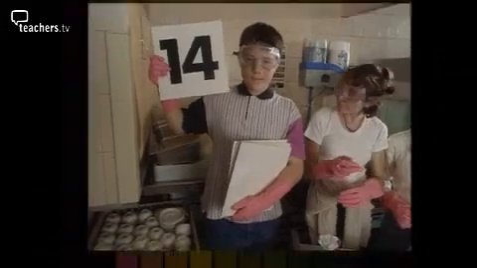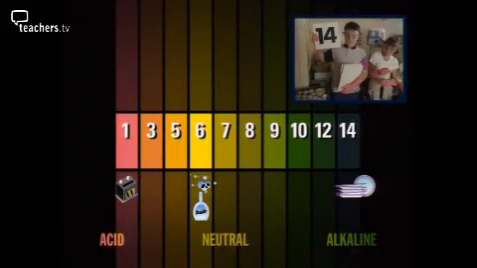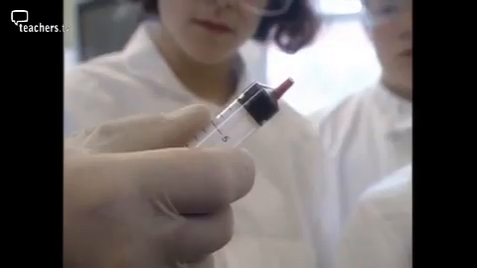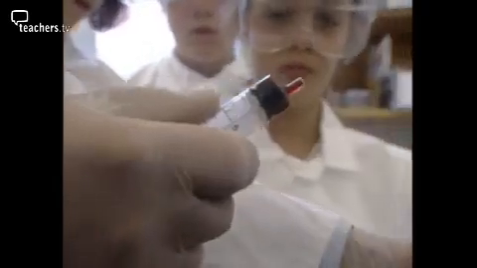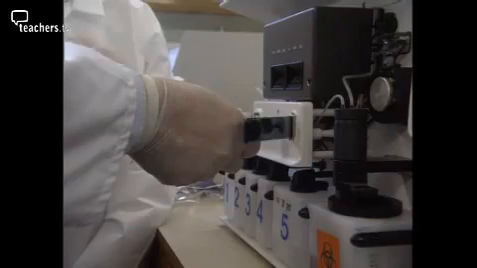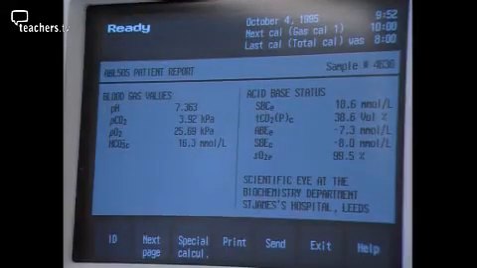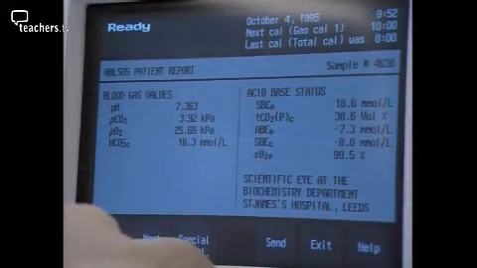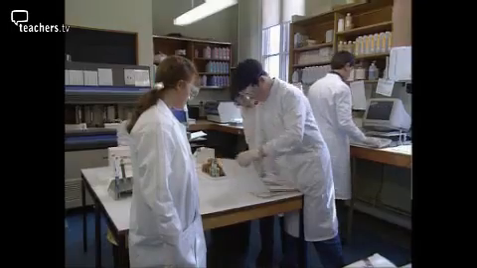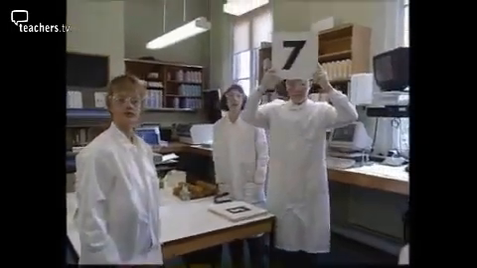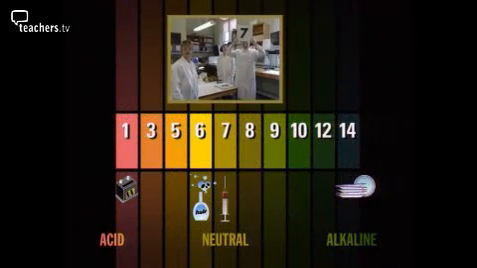It's a strong alkali, so best not to get it on your hands. No wonder it gets all those dishes clean. Surely human blood isn't an acid or an alkali. This time, the pH is measured electronically. Blood is neutral. The pH is right in the middle of the scale at 7.